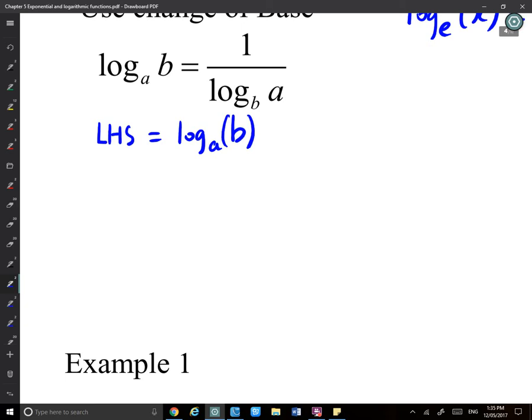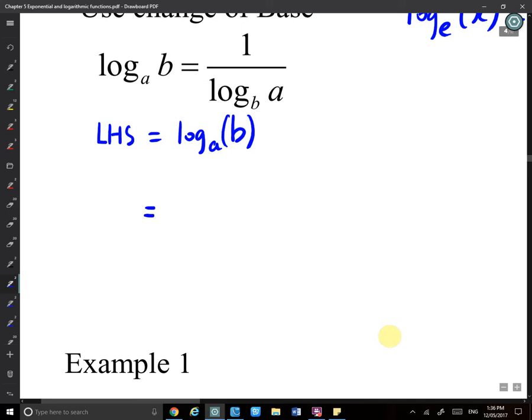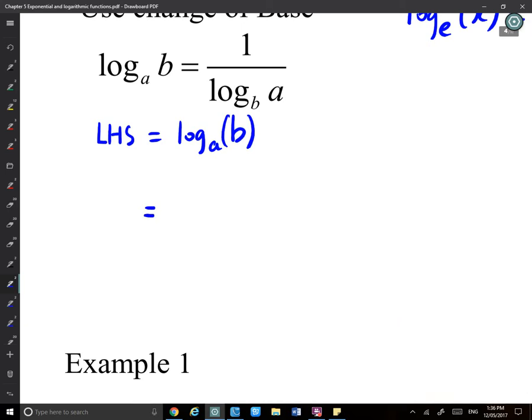What's the base on the right hand side? B. Okay, so we want to use change of base to change this to base B. It doesn't say I can't change it to the same number. I can still change it to base B.